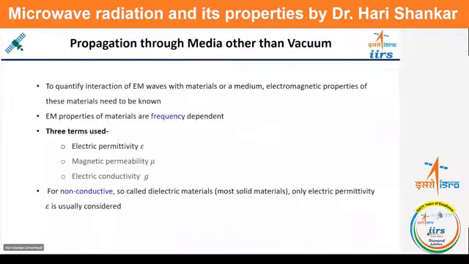Now time is very less, so I'm quickly finishing these two, three slides. That is propagation through media other than vacuum. These three parameters are very important: electric permittivity, epsilon; magnetic permeability, mu; and electric conductivity, which is G. Recall the Maxwell equations; these quantities are used in them. Permittivity and permeability are very important. Permeability is used along with magnetic fields, but permittivity is used for the electric field.